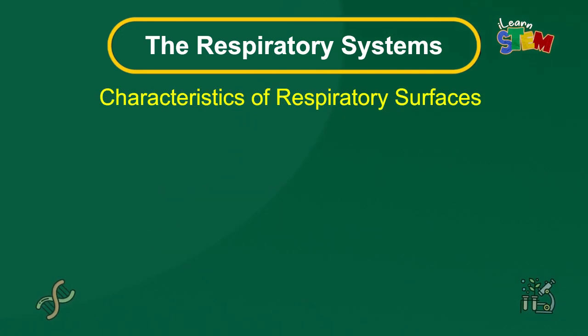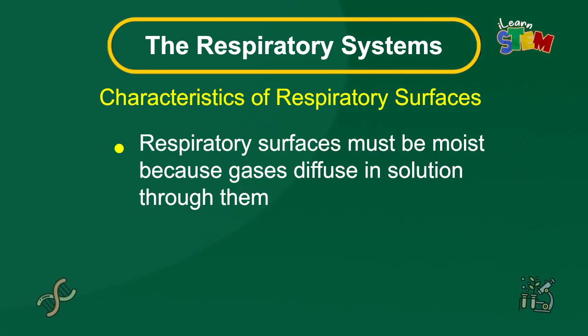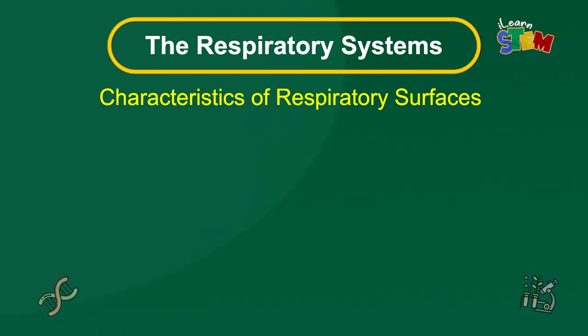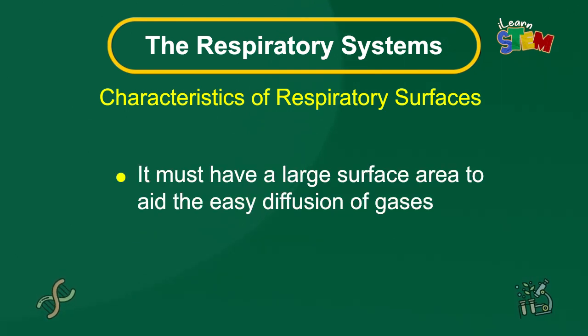Let's explore the characteristics of respiratory surfaces. Respiratory surfaces, be it in plants or animals, must have the following characteristics. 1. Respiratory surfaces must be moist because gases diffuse in solution through them. 2. It must have an adequate supply of transport medium, like blood. 3. It must have a large surface area to aid the easy diffusion of gases.